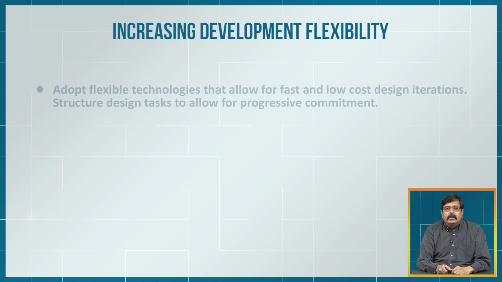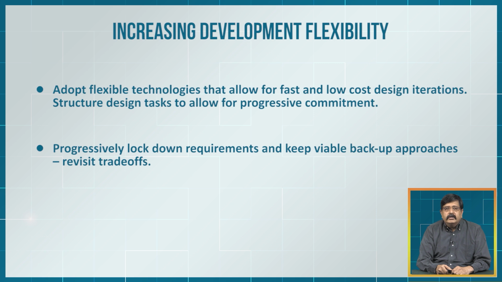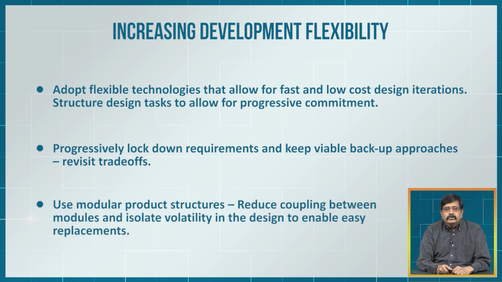You can do so by adopting flexible technologies that allow for fast and low-cost design iterations. You can structure the design tasks in such a way that it allows for progressive commitment. You can also progressively lock down requirements and not lock down requirements in the beginning, and keep viable backup options and revisit the trade-offs involved in the process. You can also use what is called modular architecture, modular product structures. These reduce the coupling between the modules and isolate the volatility in the design to enable easy replacements.